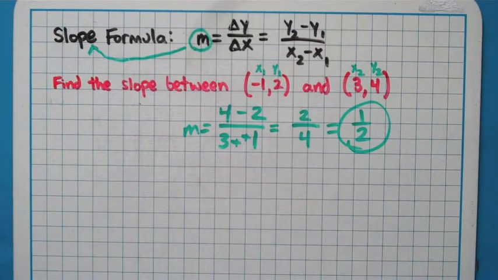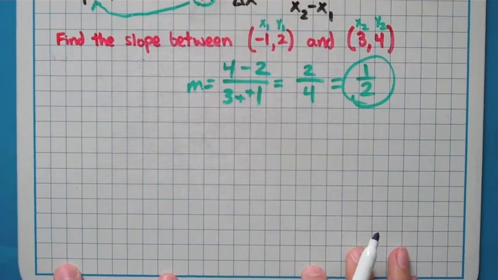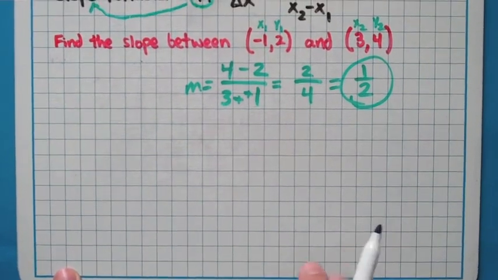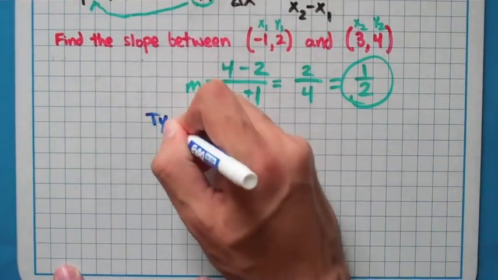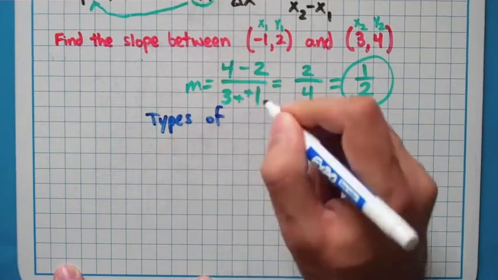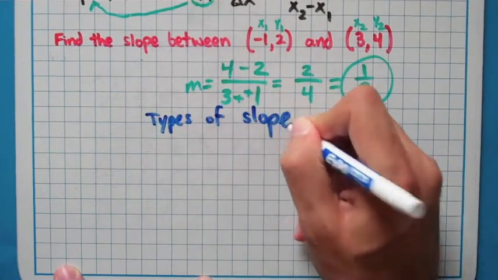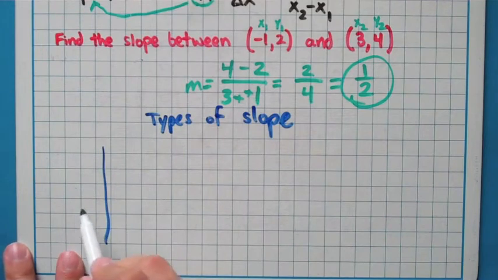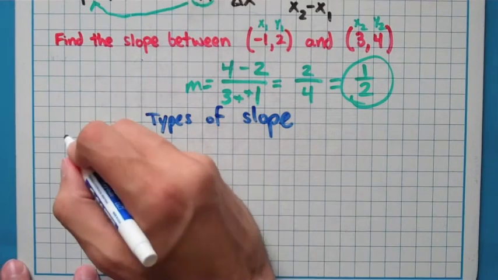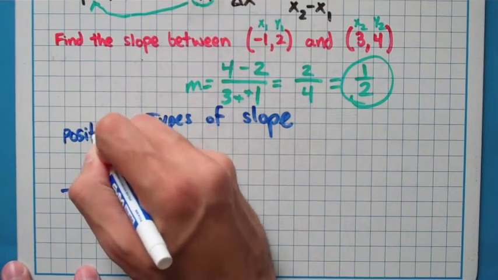So I'm only going to show the one example of slope because we'll get more practice in class, and I think you guys have probably seen it before. I want to finish off this video though with talking about a little slope vocab. So we're going to talk about in this segment types of slope. The first type of slope is called positive slope.